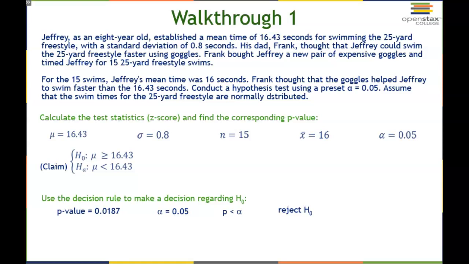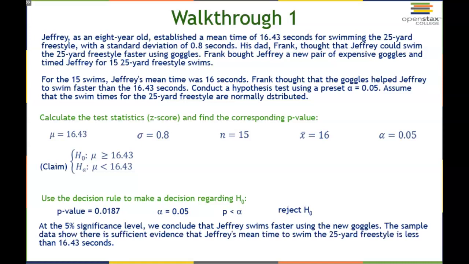Now we need to translate all of that into our conclusion. At the 5% significance level, we conclude that Jeffrey swims faster using new goggles. The sample data has shown there is sufficient evidence that Jeffrey's mean time to swim the 25-yard freestyle is less than 16.43. A shorter way of saying this is because our claim was an HA and we rejected H0, there is enough evidence to support our claim that Jeffrey's mean time is faster using the goggles.